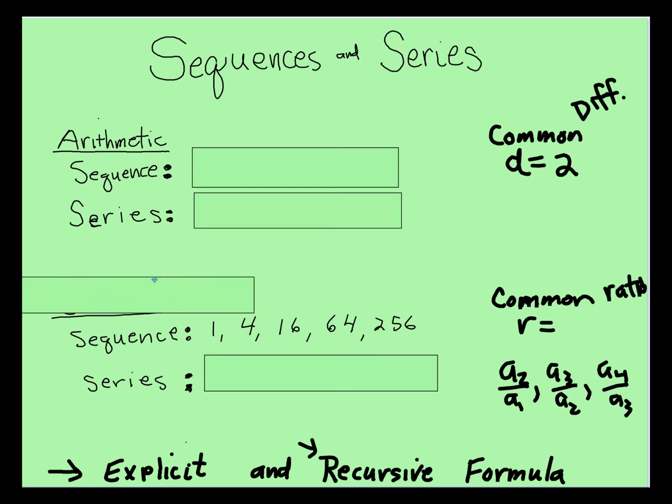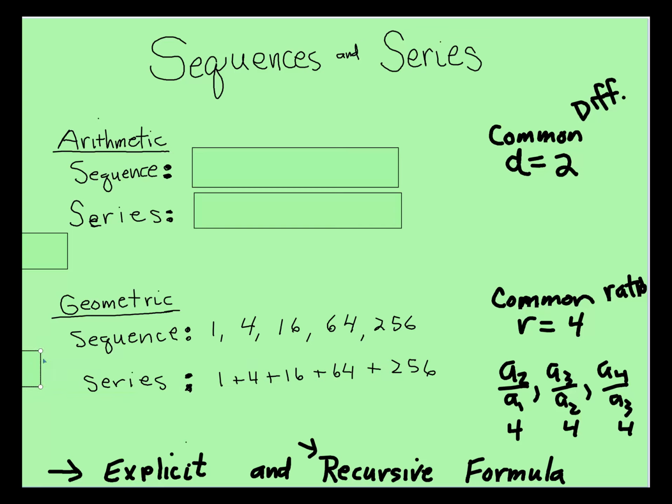So this is what I mean. Here's an example. If you do 4 divided by 1, you get 4. 16 divided by 4, you get 4. 64 divided by 16, you get 4. 256 divided by 64, you get 4. They indeed do this sequence. All of the terms do have a common ratio, so it is a geometric sequence. Then, if you take the sum of the sequence, you have a series.